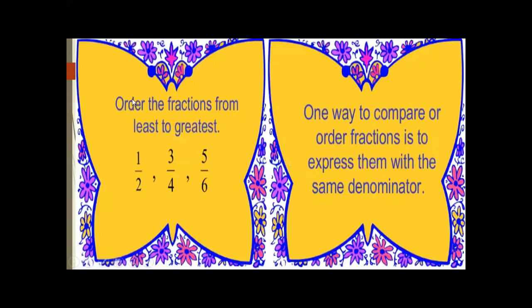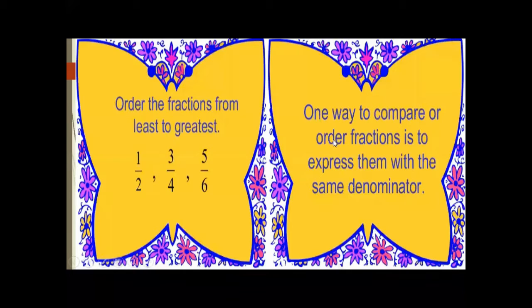Here we have ordered a fraction from least to greatest, meaning in ascending order to descending order. I have here three fractions: 1 upon 2, 3 upon 4, 5 upon 6. Listen carefully, students, please. What we will do here is very, very easy.